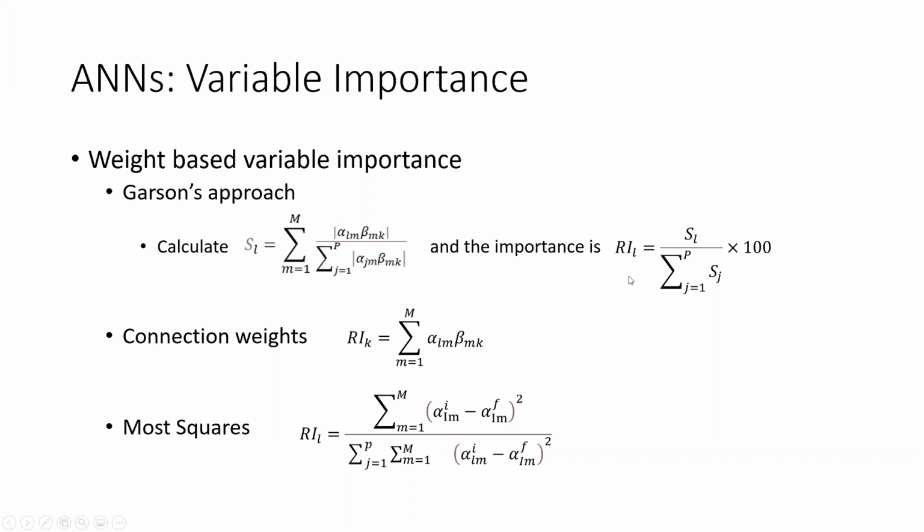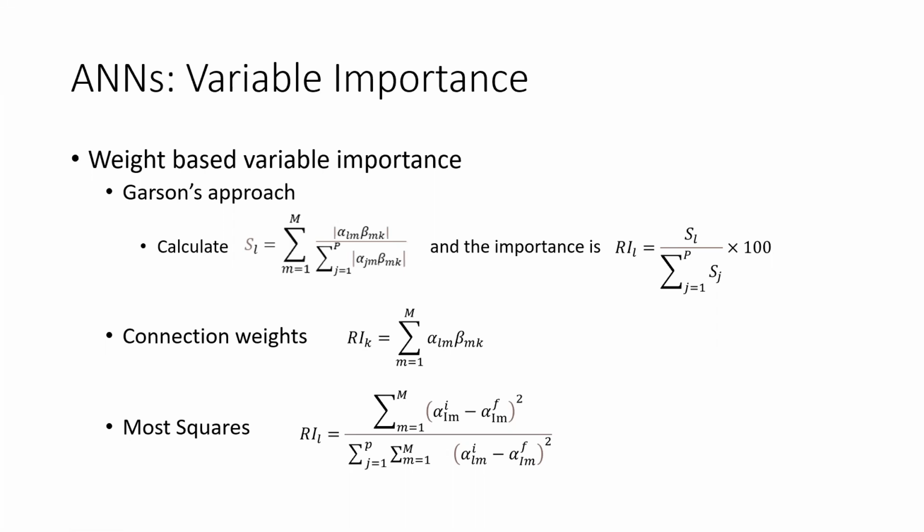And then the relative importance is just that SL that we calculate here divided by the total sum of all of our SLs or SJs and multiplied by 100. So essentially you're getting the percent of how much influence it has on your outcome Y. So that was the first one that was developed.